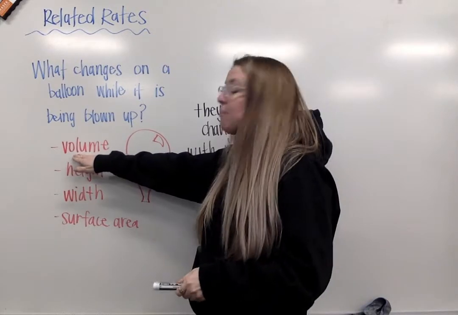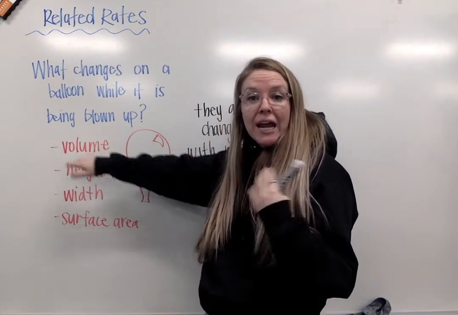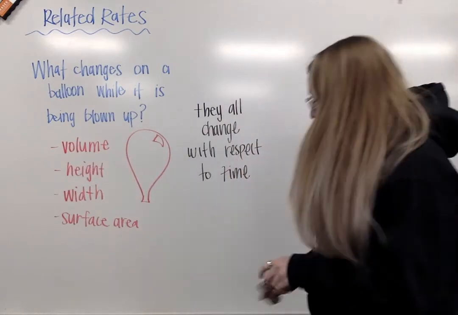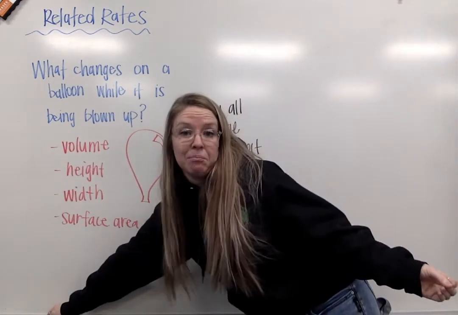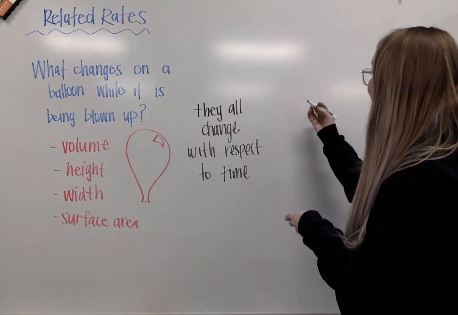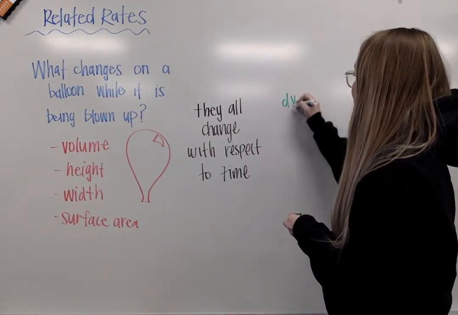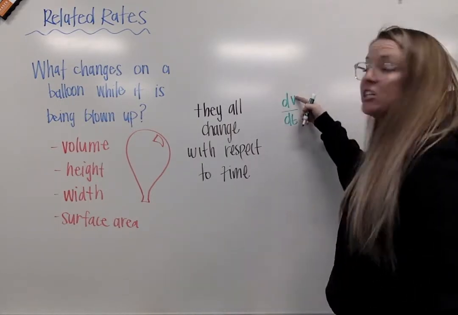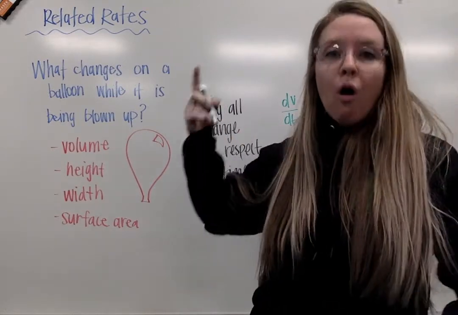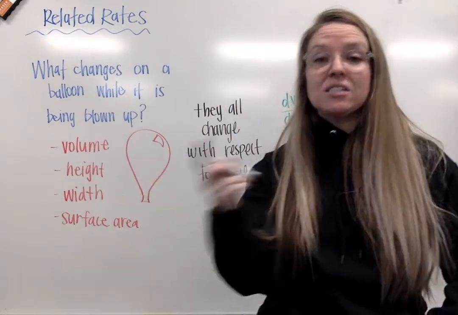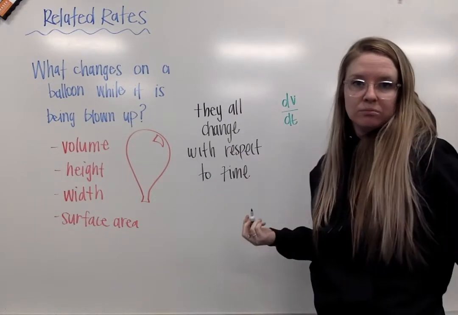So when we're talking about the volume of a balloon changing, it's changing with respect to time. Okay? So we're going to write that as dV/dt. The change in volume over the change in time. That's the rate of change of the volume.